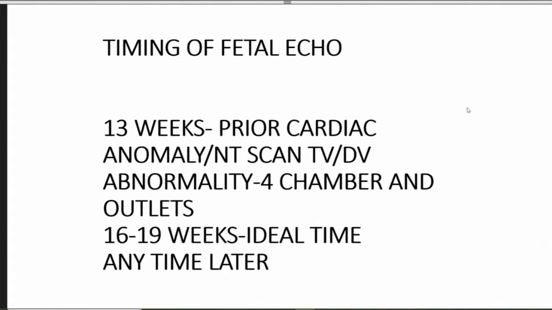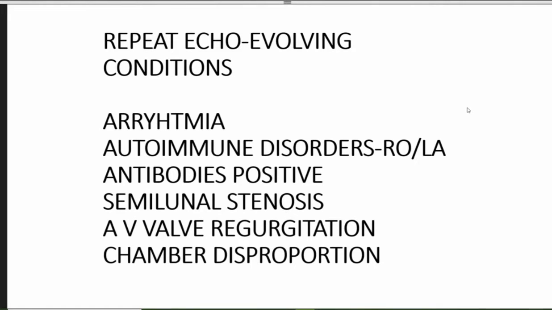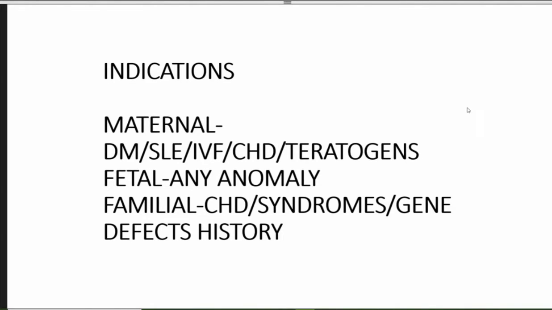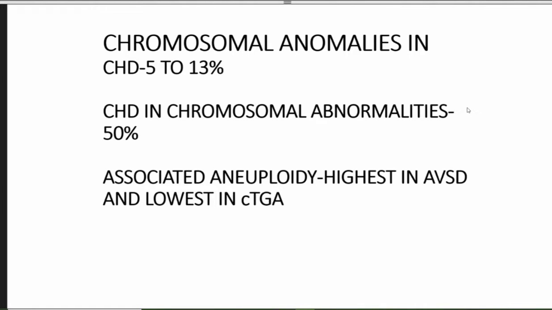Fetal echo can be done right from 13 weeks onwards up to any time in pregnancy, and it ideally has to be done at 18 to 19 weeks before the legal limit of termination in our country. We need to repeat fetal echo for evolving conditions, and earlier there used to be indications for fetal echo, but I believe that today all women during their anomaly scan should have a fetal echo.